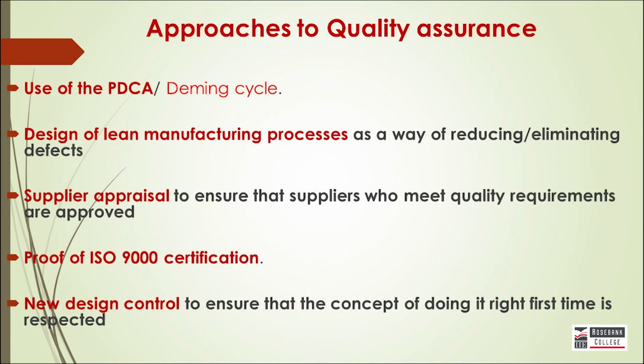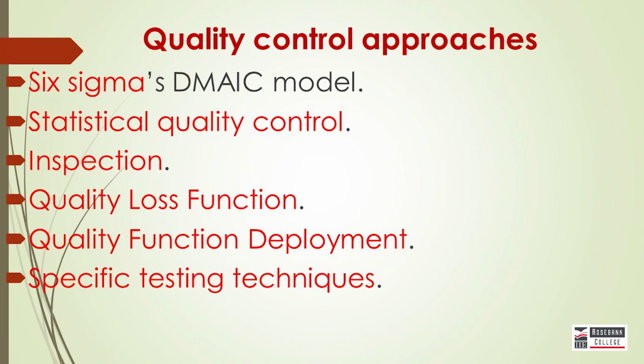Approaches to quality assurance. You can use the PDCA, what we have termed the Deming cycle, and this includes designing a lean manufacturing process as a way of reducing or eliminating defects. It also includes supplier appraisal to ensure that suppliers who meet quality requirements are approved, proof of ISO 9000 certification, and new design controls to ensure that the concept of doing it right first time is respected and adhered to.